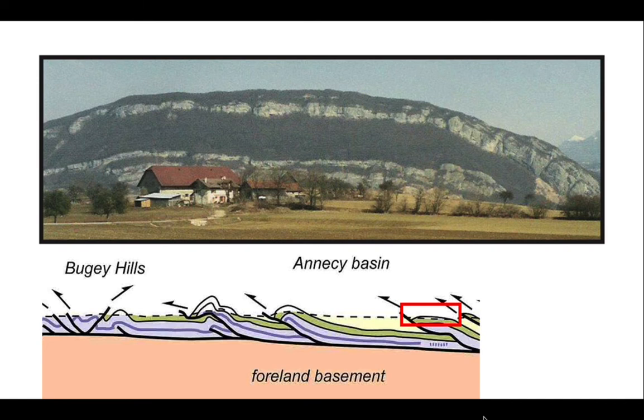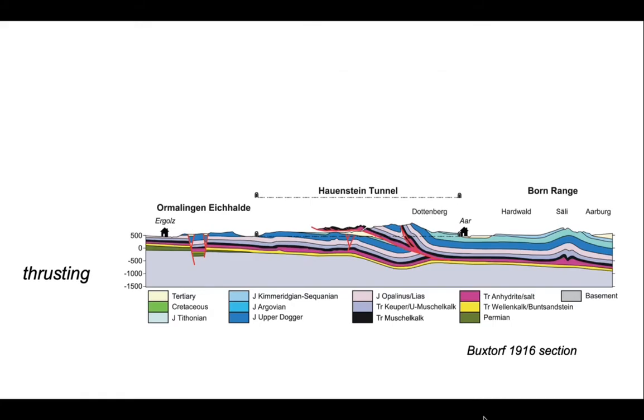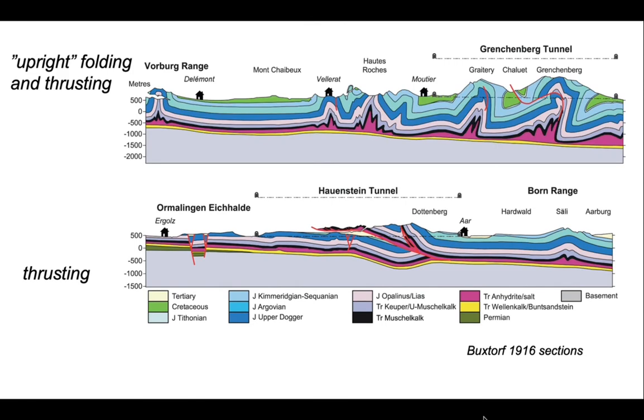Well, these ideas go back a long way, and perhaps they're best represented by the work of Auguste Buxtorf in the early part of the 20th century. Here's one of his cross-sections from the Swiss part of the region. And he's showing thrusting of various sedimentary units. These cross-sections were based largely on surface geology together with railway tunnels which were excavated through these parts of the Alps.